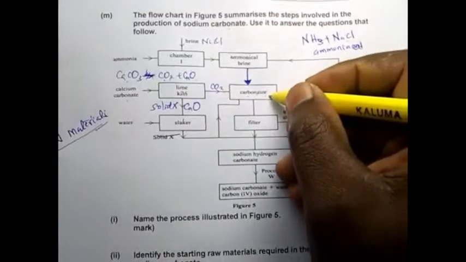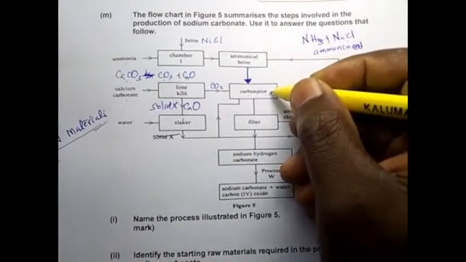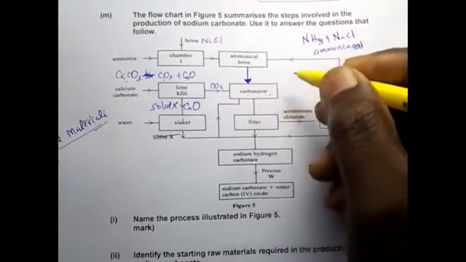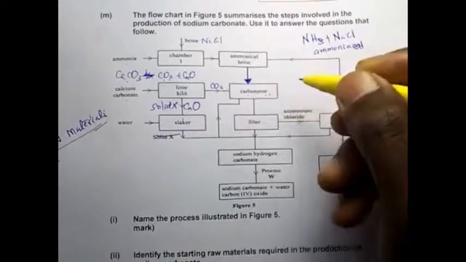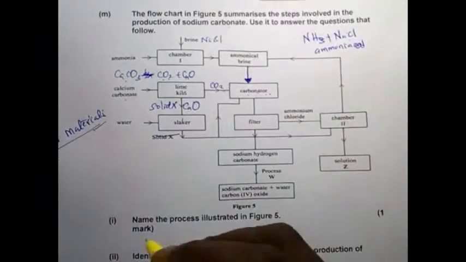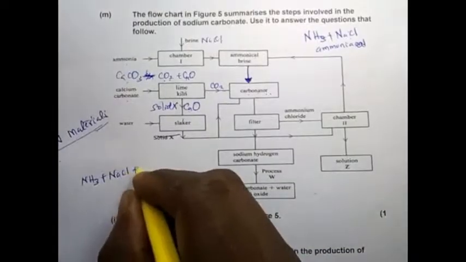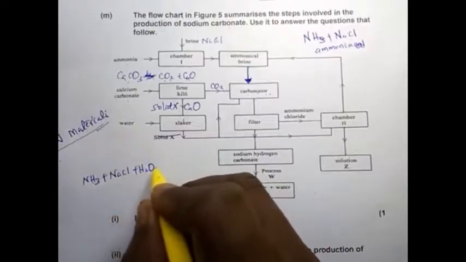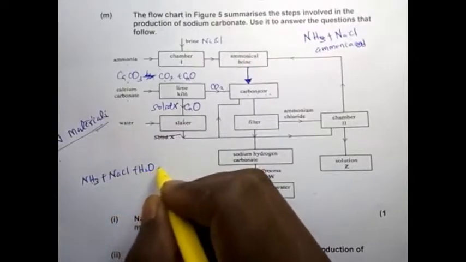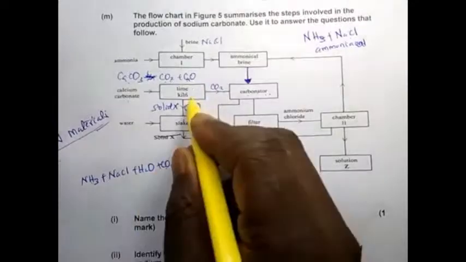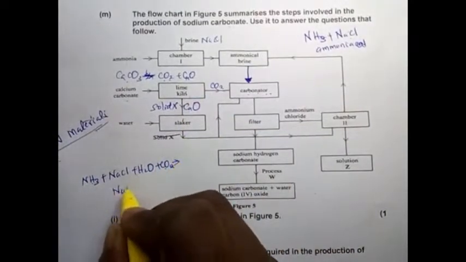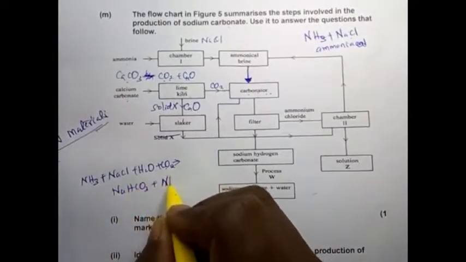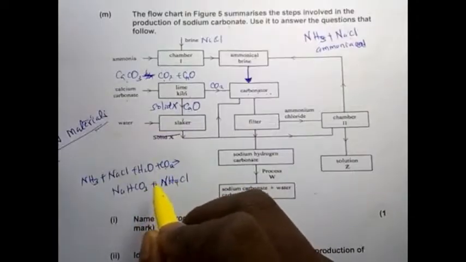So in the carbonator, two reactions occur. We can write them in a general way, or we can write the reactions separately. The reaction that takes place in the carbonator, you should know, is ammonia plus water plus brine. Once it gets into the carbonator, it combines with carbon dioxide from the kiln to form hydrogen carbonate plus ammonium. It occurs in two steps. We are going to look at that.